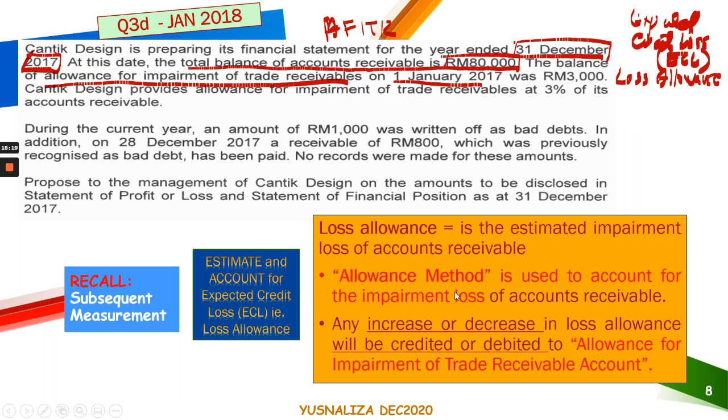Therefore, the allowance method is used to account for this impairment loss of accounts receivable. In this question, you are just given the 3% as the loss allowance. In certain questions, you may have different percentages depending on the past due accounts that have already been allocated according to the aging of accounts receivable. So we're going to see whether the allowance that you have earlier made, do we need to raise the allowance? Is there any increase or is there any decrease that we need to adjust to our allowance account?